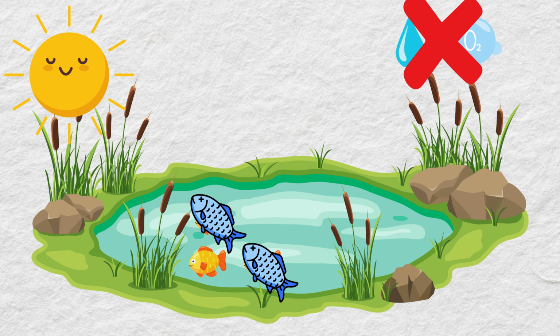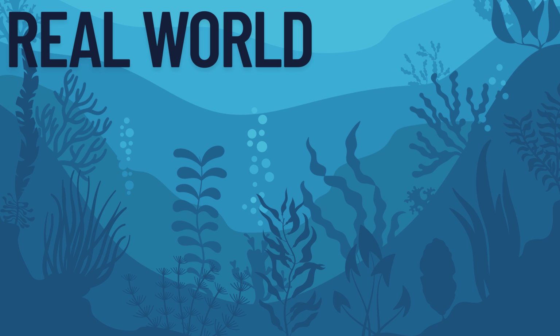Ecosystems don't work if parts are missing or out of balance. Whether it's the disappearance of a species or the pollution of air and water, the effects are rarely isolated. They spread. So let's look at some real-world examples. Let's look at a few different ecosystems and how their biotic and abiotic parts come together.